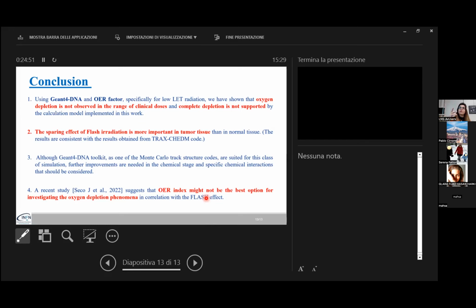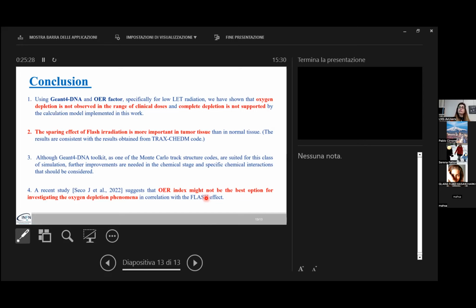According to these results, we can conclude that Geant4-DNA is a suitable toolkit for FLASH, but it needs further improvement, maybe in the time of simulations, the chemical stage, or considering the chemical interactions. And the last one: maybe the OER index is not a suitable option for investigating oxygen depletion.